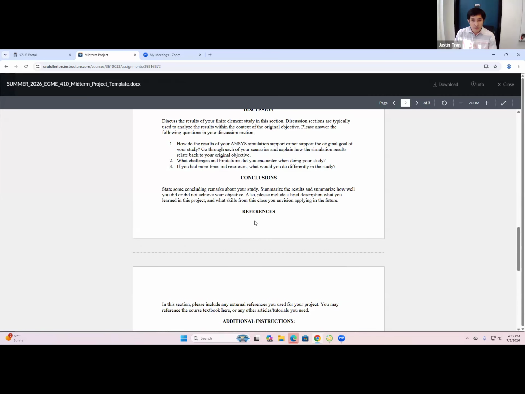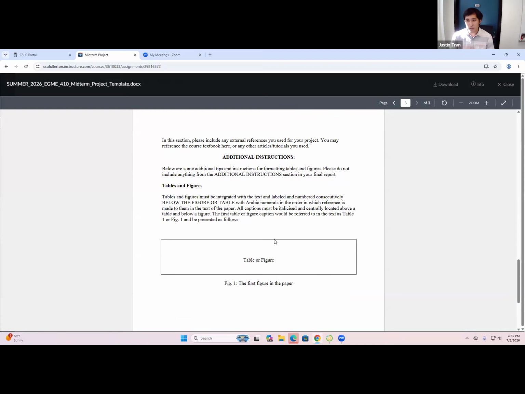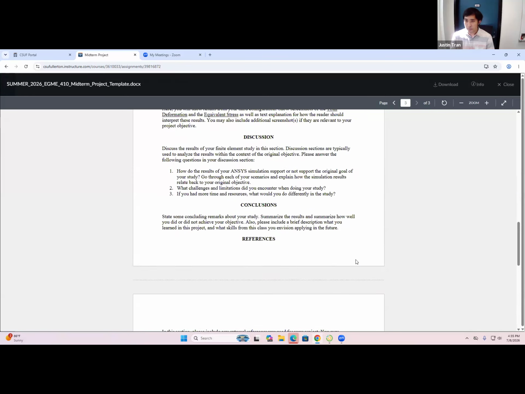References. I don't think you'll have any references for this project, just because I'm writing most of that for you. But for your final project, you might have a reference in terms of maybe where you obtained your geometry, or just some reference readings. But for the midterm project, you could just delete this section. I don't think you'll have any references. And then there's some additional information here at the bottom for how I would like your figures and tables to be formatted.